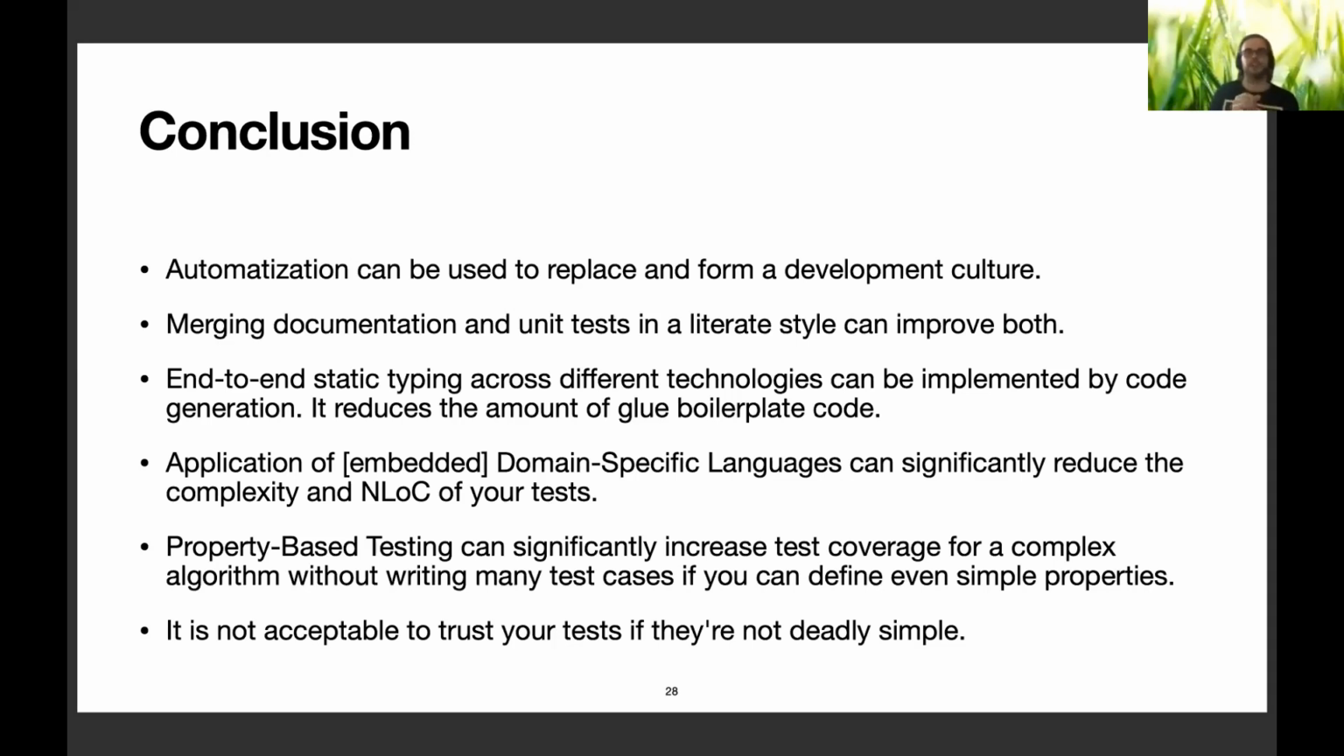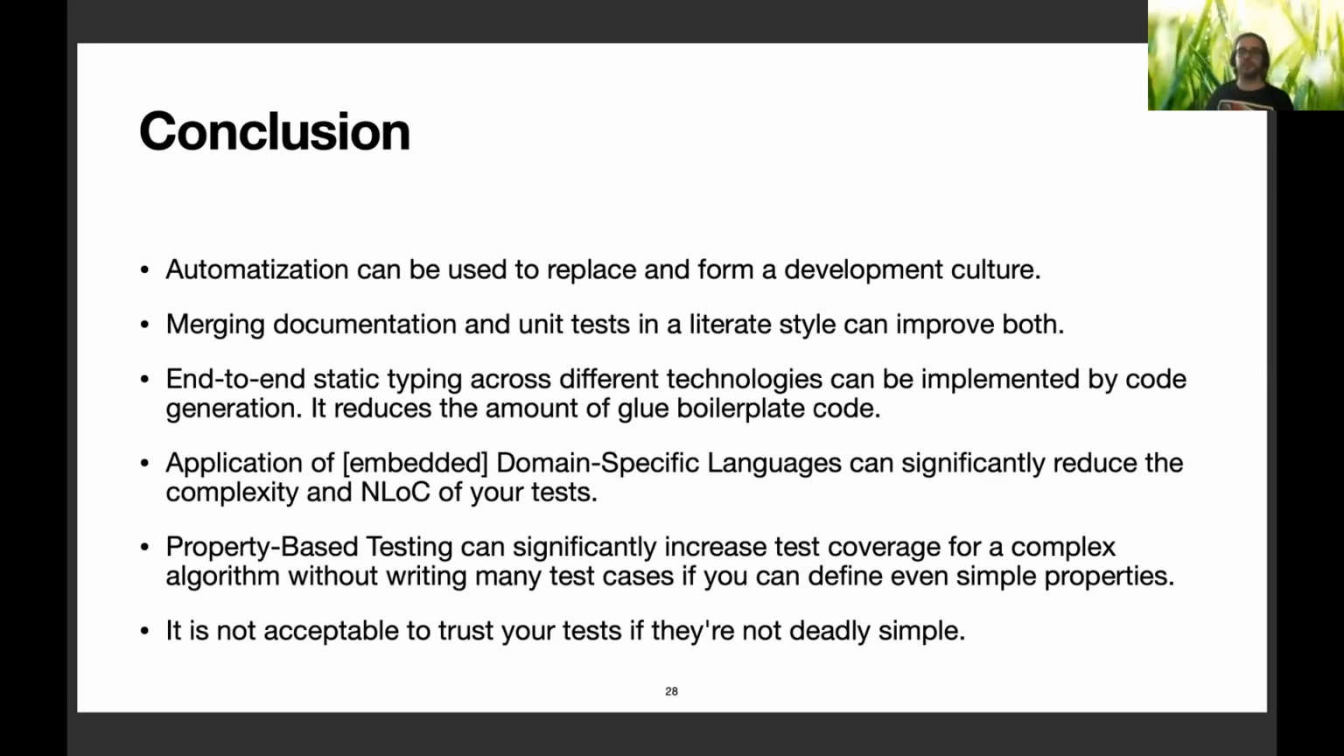Next, end-to-end static typing across different technologies can be implemented by code generation. It is hard to implement by yourself because it can require a lot of time, but fast recognition of type issues can save a lot of time for debugging and for checking your software. And as a result, that approach is very good. And if your development stack allows you to do that, you should use that opportunity.